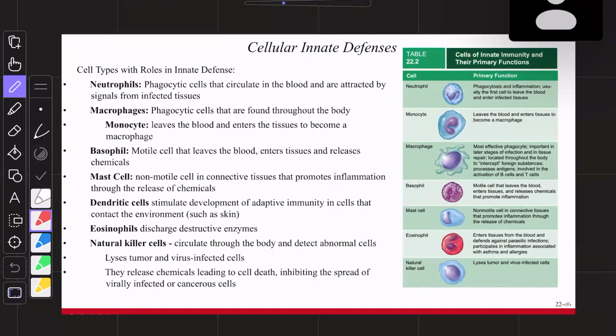So when we talk about innate defenses, a lot of the cell types that we've talked about up to this point are innate defenses, okay? Your neutrophils, your macrophages, the monocytes and basophils, all of those white blood cells that we talked about, most of those are innate defenses, right? They don't have to be trained to target something. They naturally target whatever it is, okay? Mast cells, dendritic cells, and eosinophils, all of those. And then we talked briefly about natural killer cells the other day.